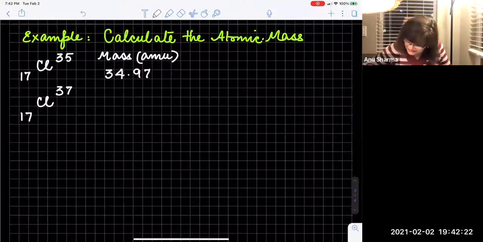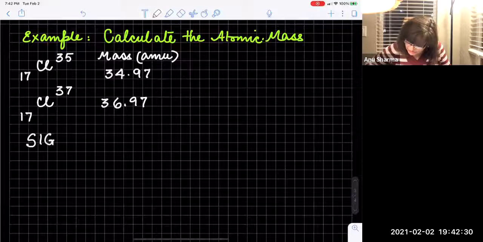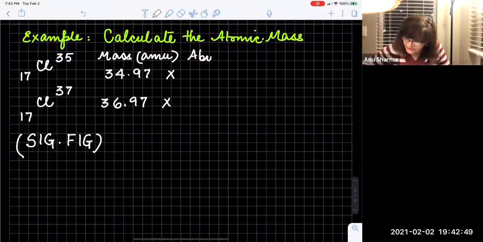Then the other one is 36.97. Okay, now here's another thing. Significant figures, you need to bring those rules regarding the significant figures, because it's like a measurement. I mean, it's a calculation, but we need to be exact. Okay, so here, times. Now this guy is found, next is the abundance factor.